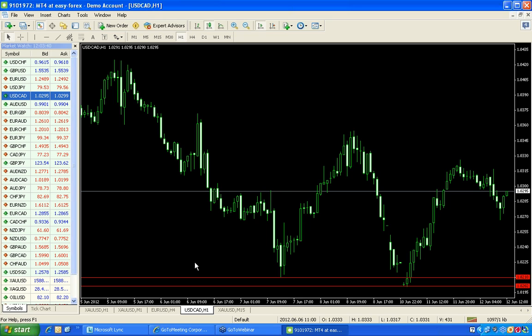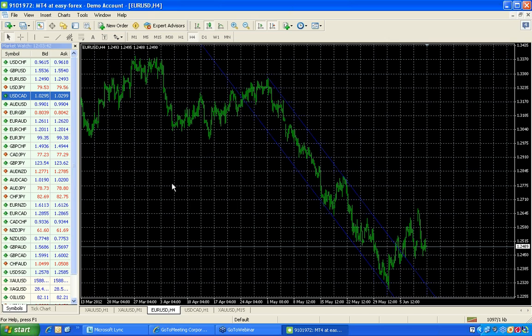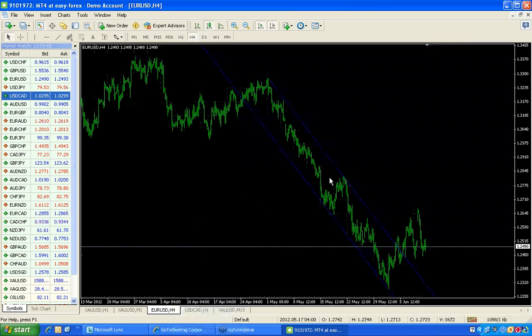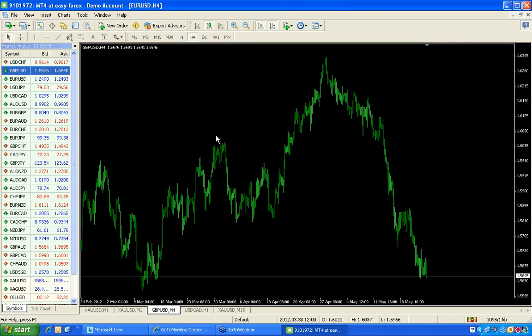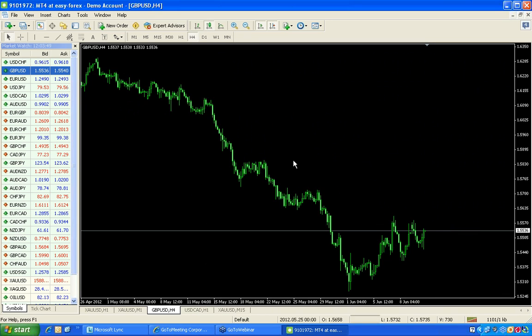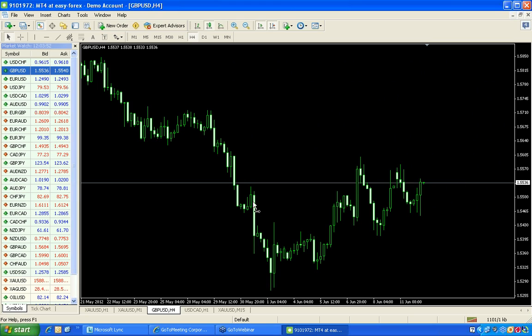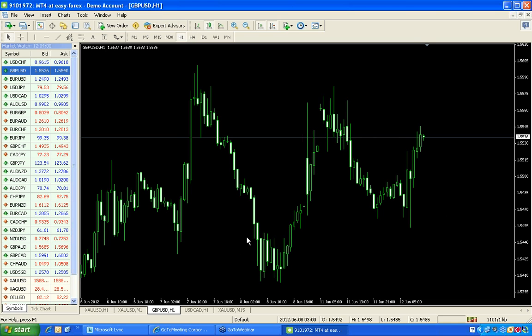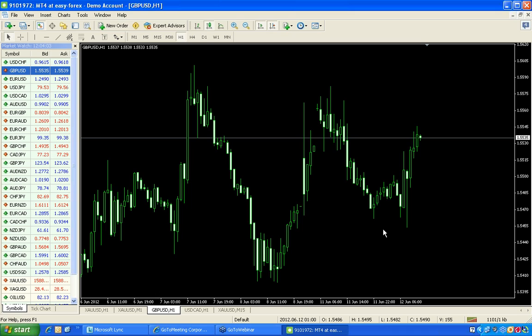Let me provide you with some more examples. Okay, so sterling to US dollar. Zooming in slightly here. This is the 4-hour chart, so we're seeing quite a big picture of what's going on. Let me just zoom in to the 1 hour. Okay, so we have quite a recent example here.